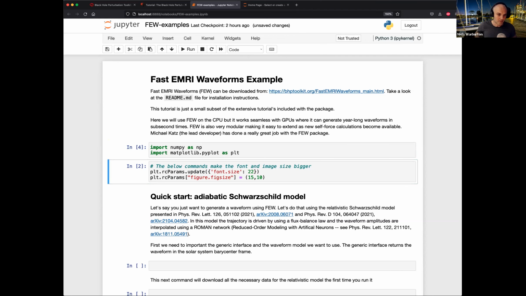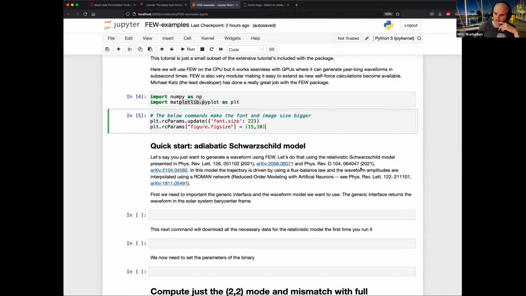Okay, so just a couple of basic things, the usual: load NumPy, matplotlib, and just set some parameters to make the fonts and the figures a little bigger than the default. So just to start, before we think about anything else the package can do, probably the most common thing people want to do with it is just generate a waveform. So let's just take a look and see how that can be done. There's a generic interface for it.